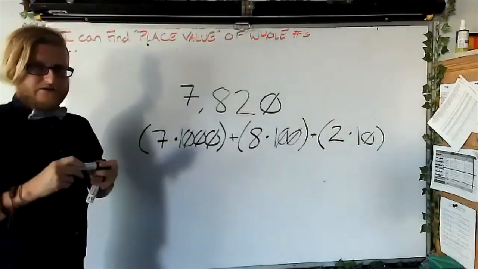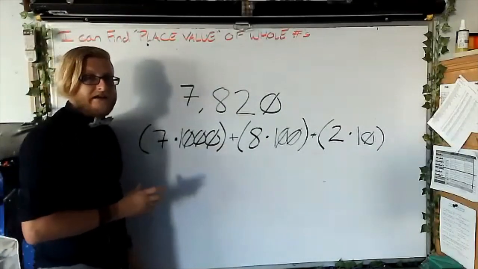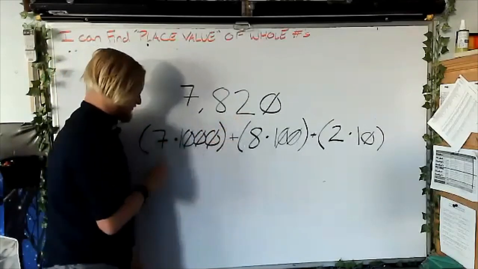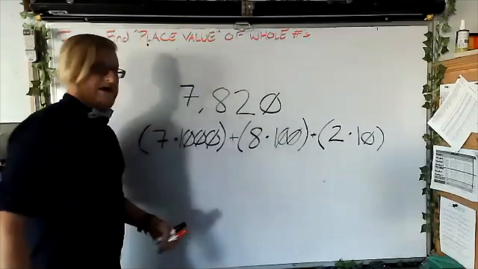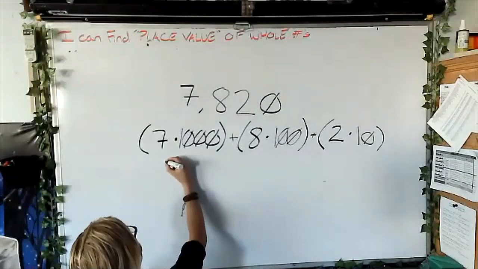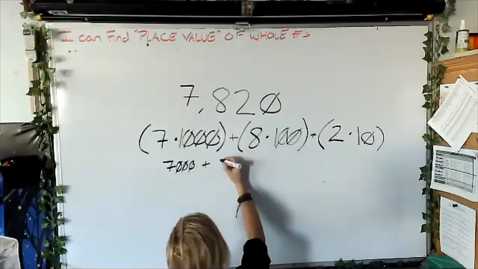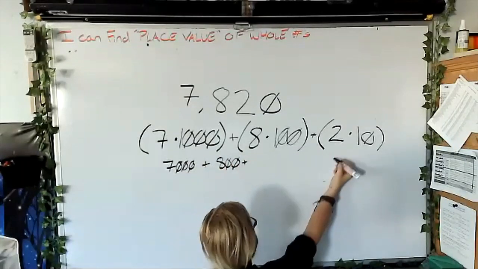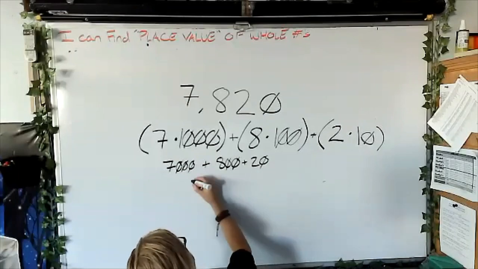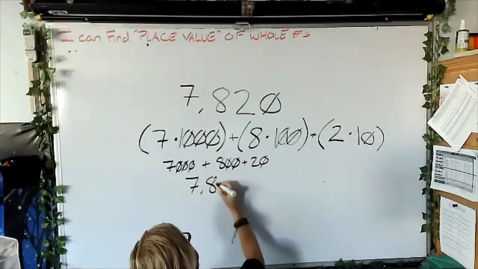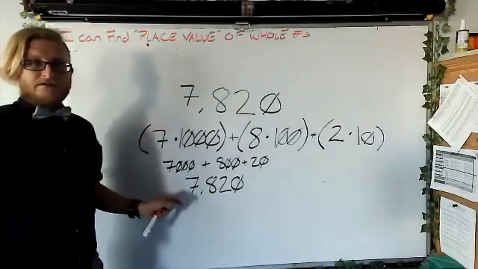So now you guys might be looking, wow, expanded form's really lame. It is, but it's useful to get you guys to know the value of digits in a number. So in parentheses, you have each number, so 7, 8, 2, whole numbers right there, multiplied by the place value that they are in, so that when I add it up, let's do this. 7 times 1,000 is 7,000. Plus 8 times 100 is 800. Plus 2 times 10 is 20. So if I add 7,000 plus 800 plus 20, I should end with the exact same number that I started with.